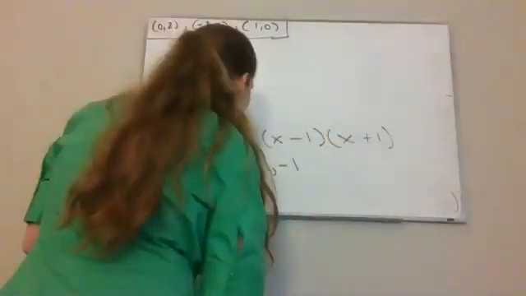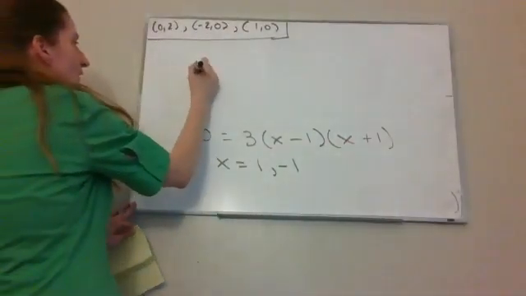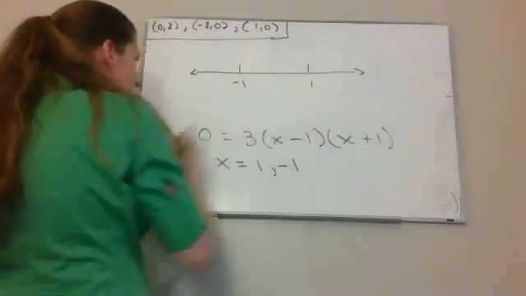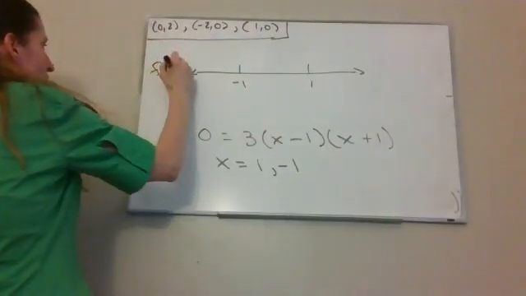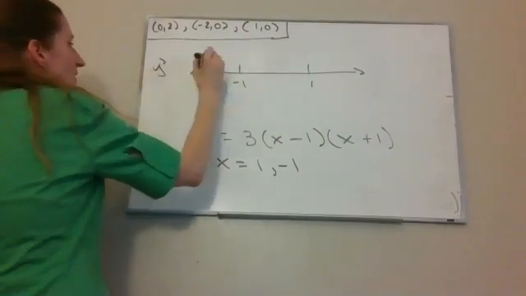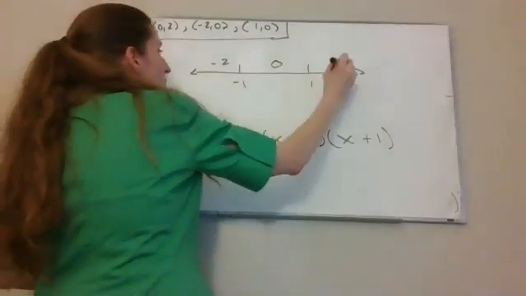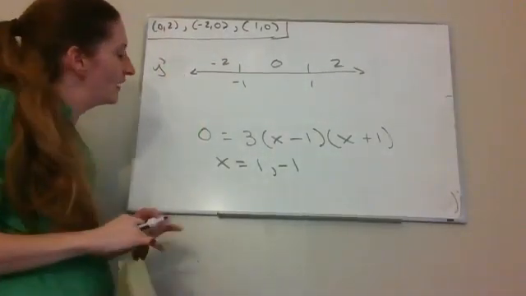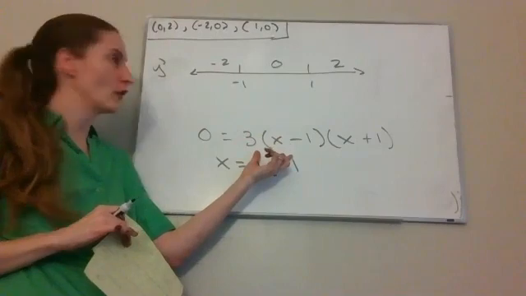Now I'm going to put it on a number line so we can figure out where we're increasing or decreasing. Here's my first derivative number line. I guess I should just call it y prime. And we'll check -2, 0, and 2. And again, the easiest place to check is your factored version.